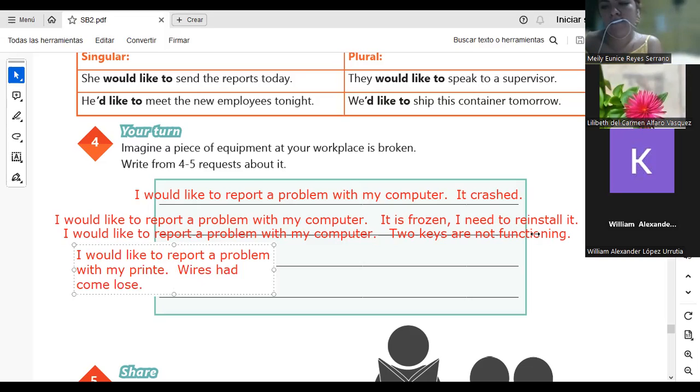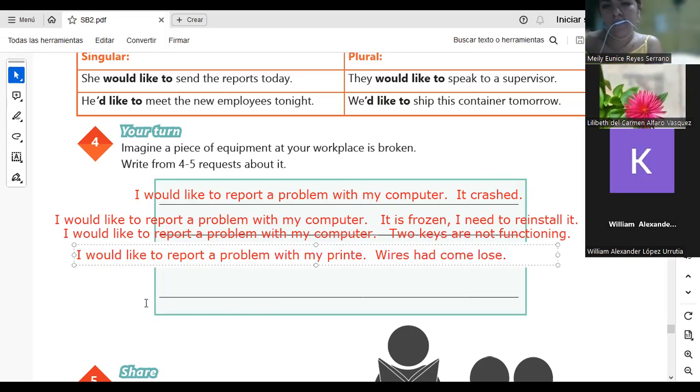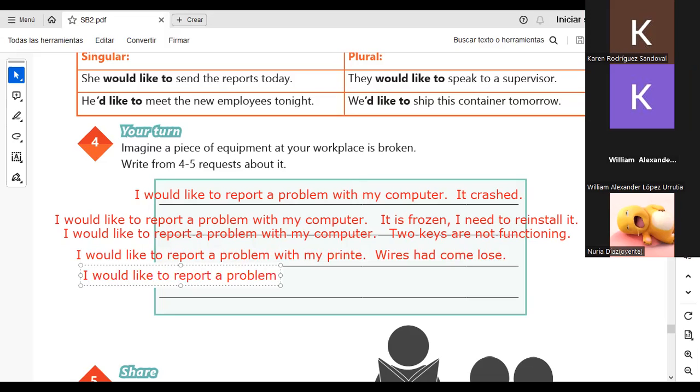Okay, Lilibet, if you want, you can leave the class. Next. Would like to report a problem with my scanner. What is the problem? The battery is crashed.